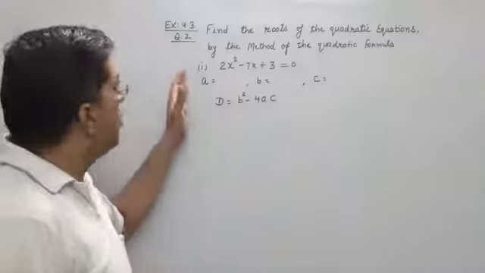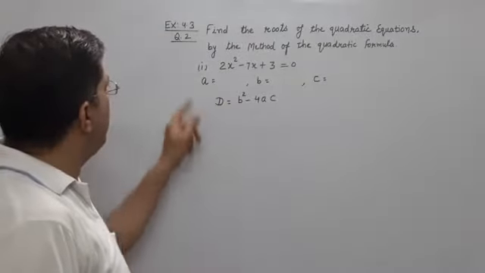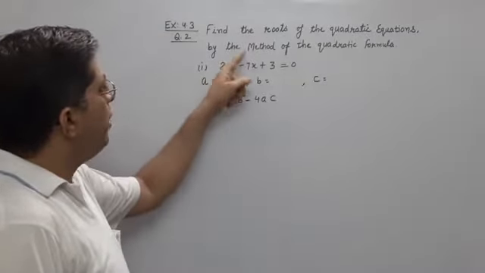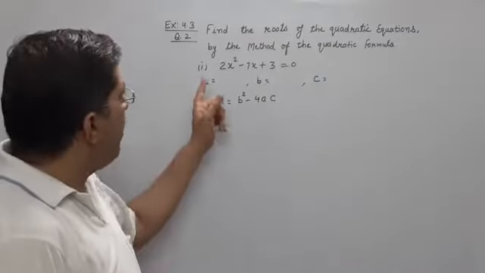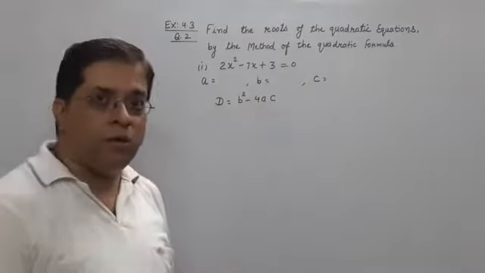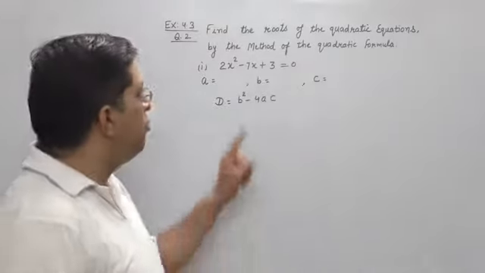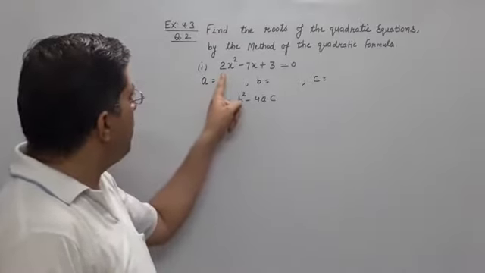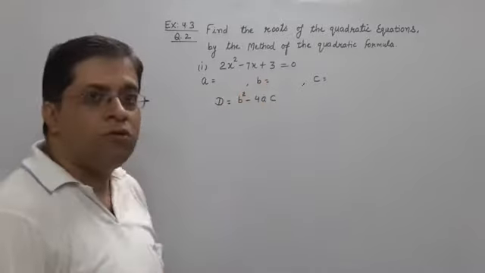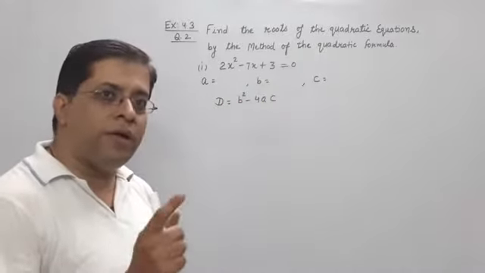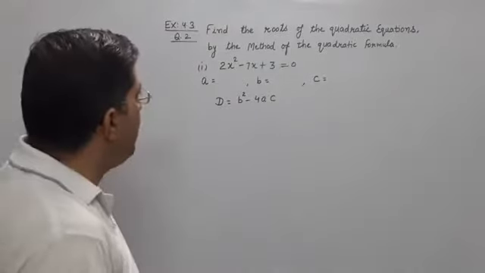Come on. Exercise 4.3, question number 2. Find the roots of quadratic equations by the method of quadratic formula. One equation is given to you. First question, first part, 2x square minus 7x plus 3 equal to 0. Clearly you can get the values of a, b and c.